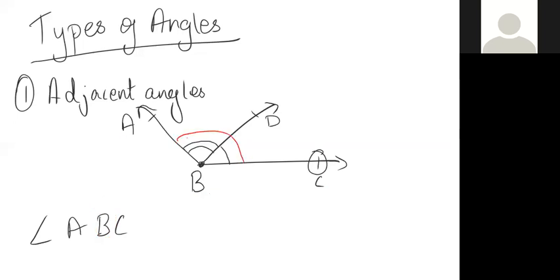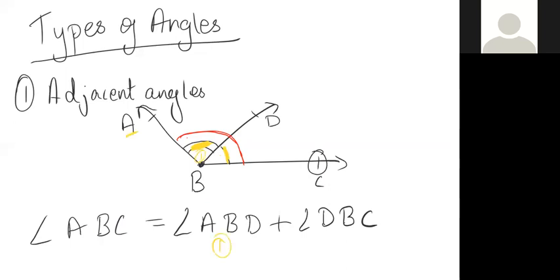So this whole angle is equal to the sum of angle ABD plus angle DBC, right? This whole angle can be broken into two parts: part 1 and part 2. Part 1 is ABD, and part 2 is DBC. So this big angle can be broken down into these two angles, ABD and DBC. This is pretty common sense, but it comes in useful.